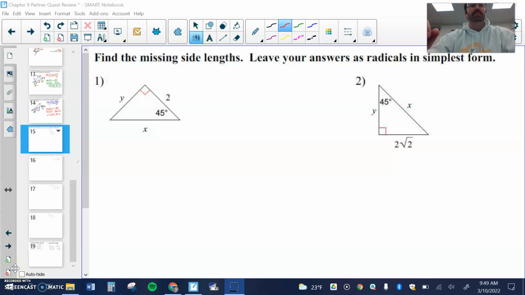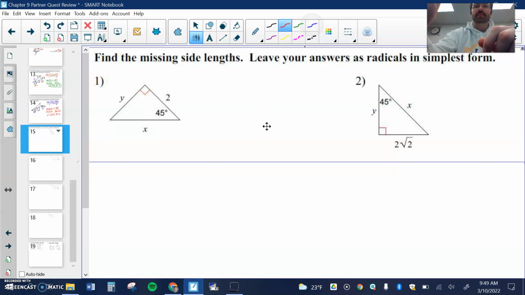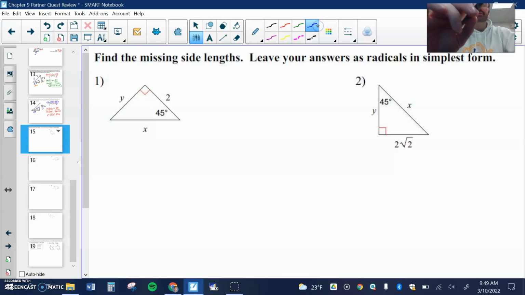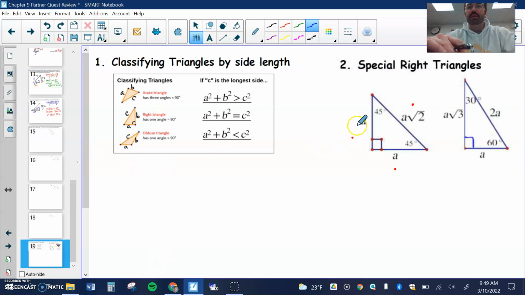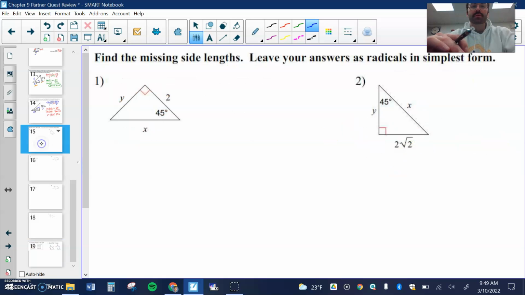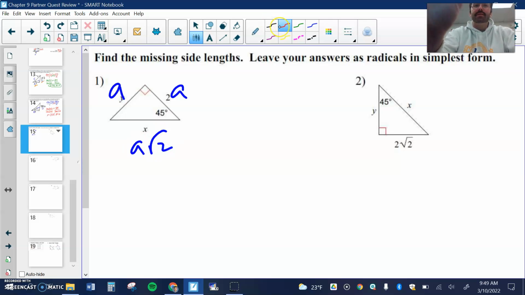page. We're dealing with all special right triangles here, okay? So we got a 45, 45, 90 triangle. 45, 45, 90 we know is a, a, a root 2. So if I label these sides like that, and a root 2, that means that this side would be 2, and this side would be 2 root 2, because 2 is our a value.